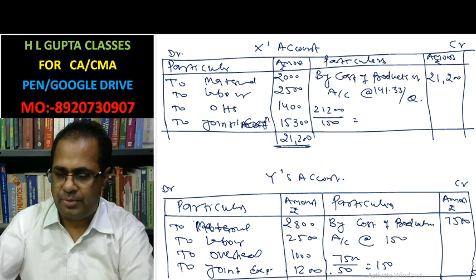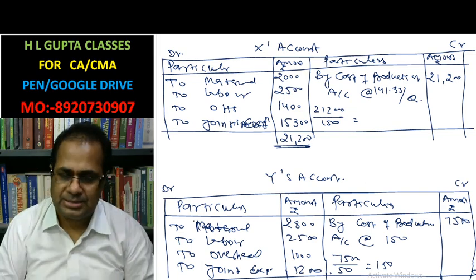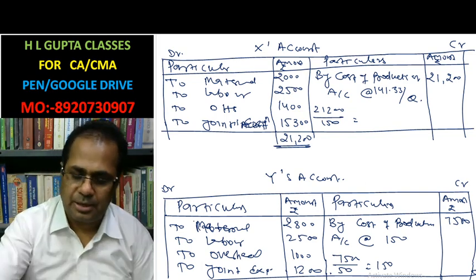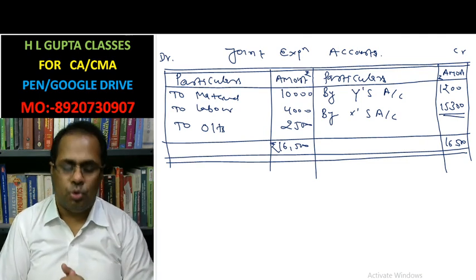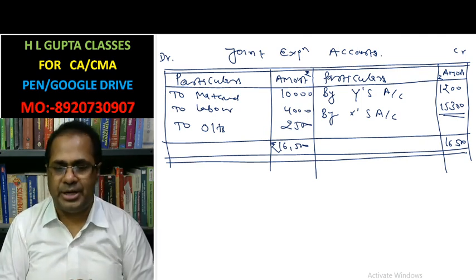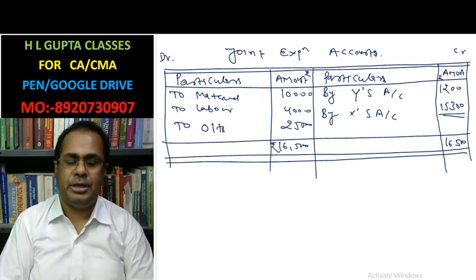So in this way the account of X is made, the account of Y is made, and the joint expenditure account is made. This question has been completed. This is also a good question. You must revise this question. Okay, thank you class.